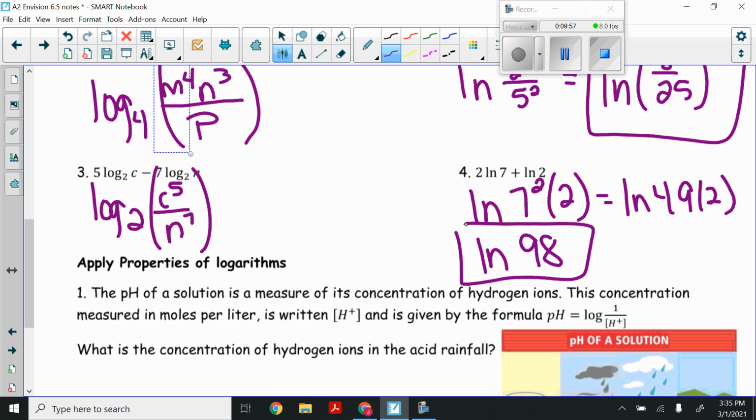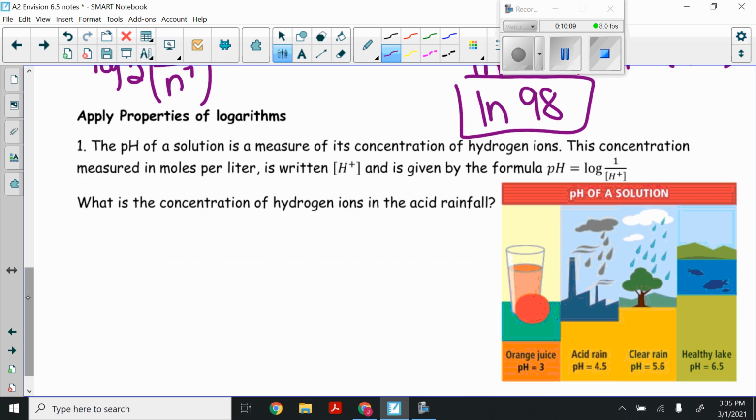So we've looked at expanding and condensing them using those properties. Now let's see if we can apply those properties of logarithms. So our first word problem, it says the pH of a solution is a measure of its concentration of hydrogen ions. This concentration measured in moles per liter is written, okay, and then we have the H plus in brackets.